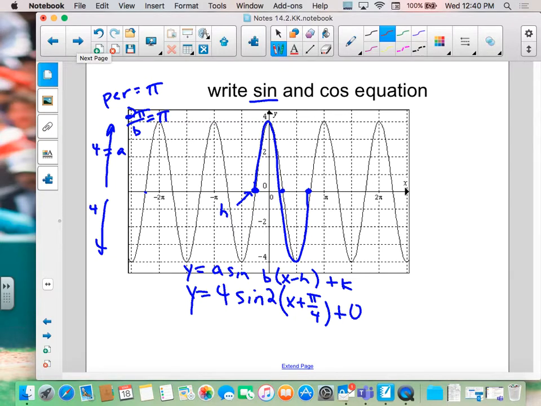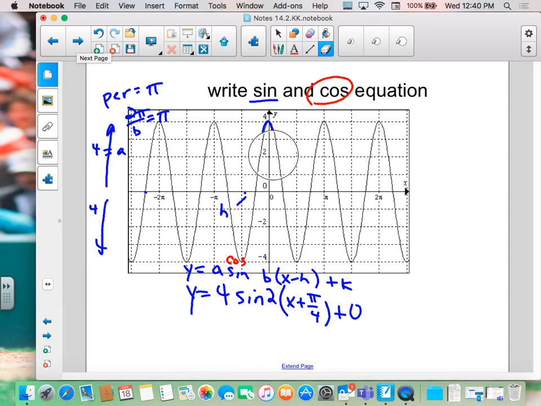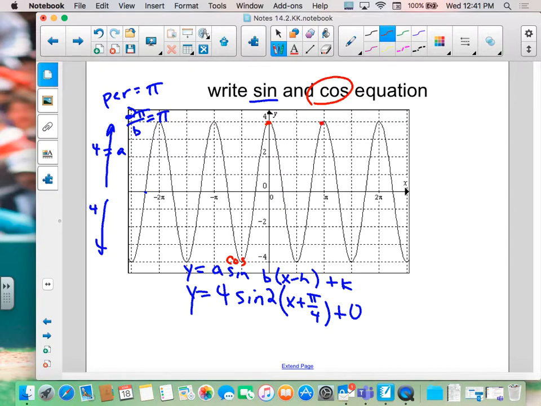So I'm going to do cosine in red. Everything stays the same. y equals A cosine B, x minus h, plus k. But it's a different wave in a different location. So I am going to retrace a cosine wave. And I'm going to start at 0, 4. Notice it is on the y-axis, so that's nice. There is no horizontal shift. And I'm going to end at pi, 4.